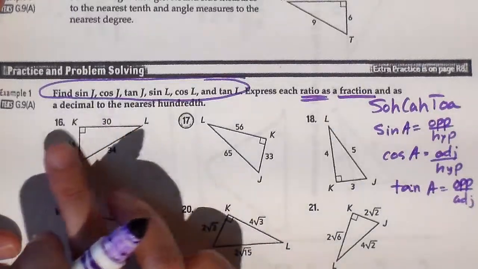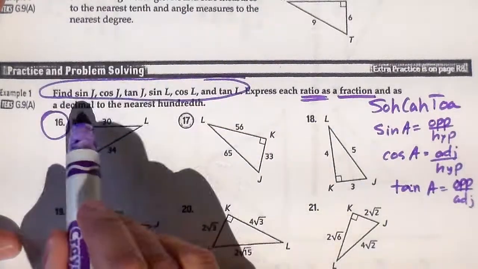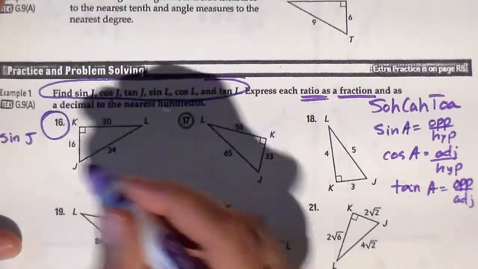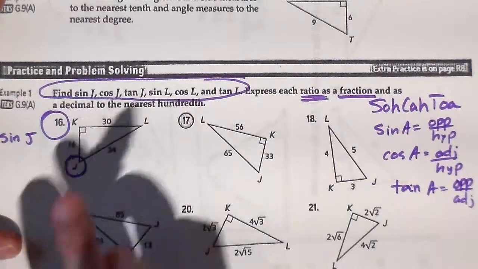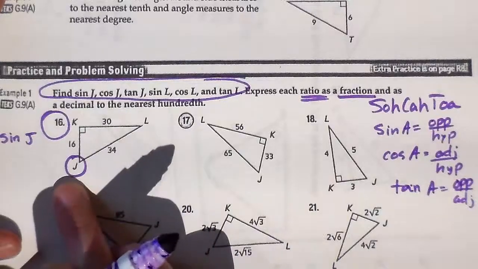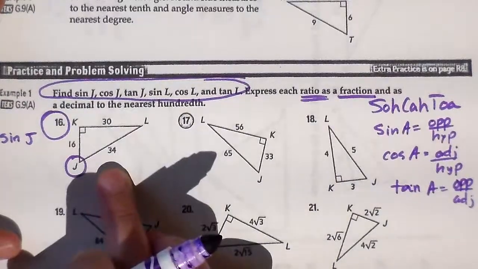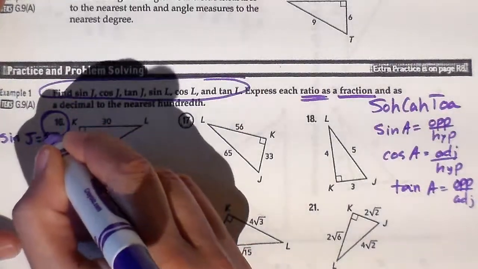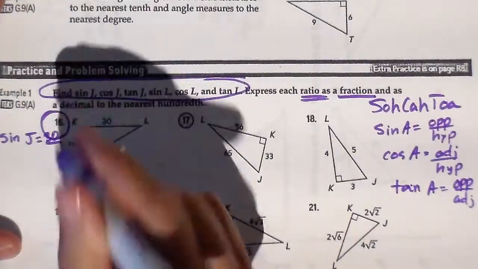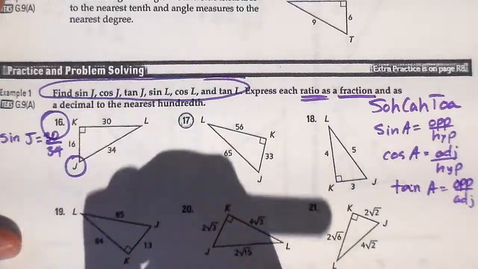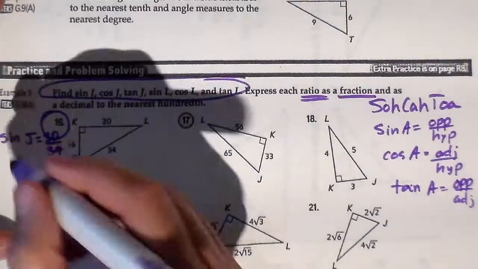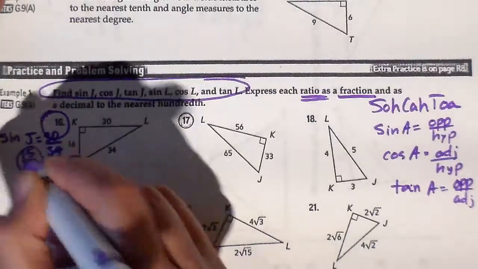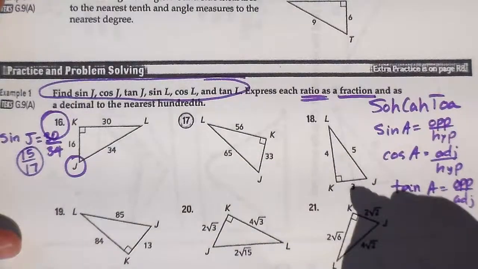So let's look here. Let's start off with number 16. Find the sine of J. Okay. So if I want to find the sine of J, here's my angle J. Sine is the opposite of J over the hypotenuse of J. So what's opposite from J? 30. What's the hypotenuse? 34. And 30 over 34 reduces to 15 over 17. So the sine of J is 15 over 17.